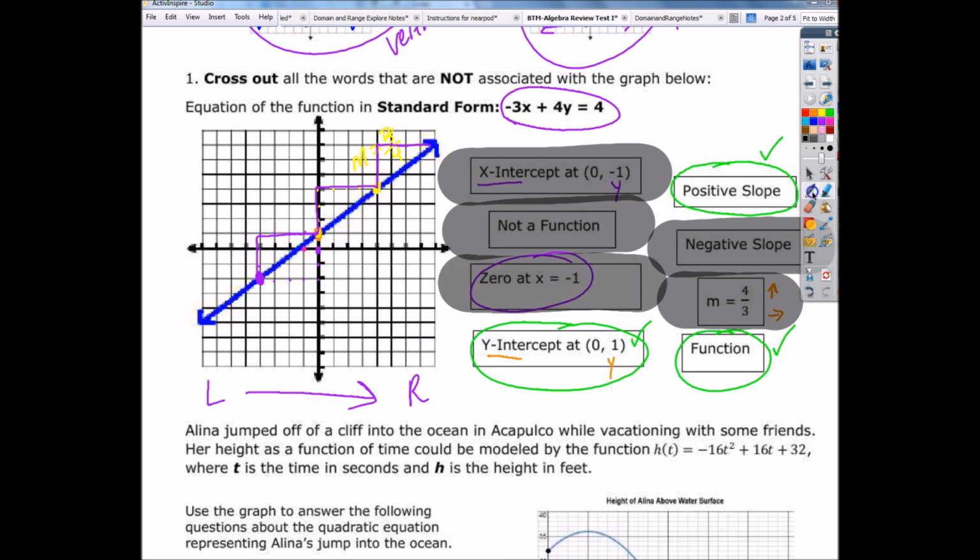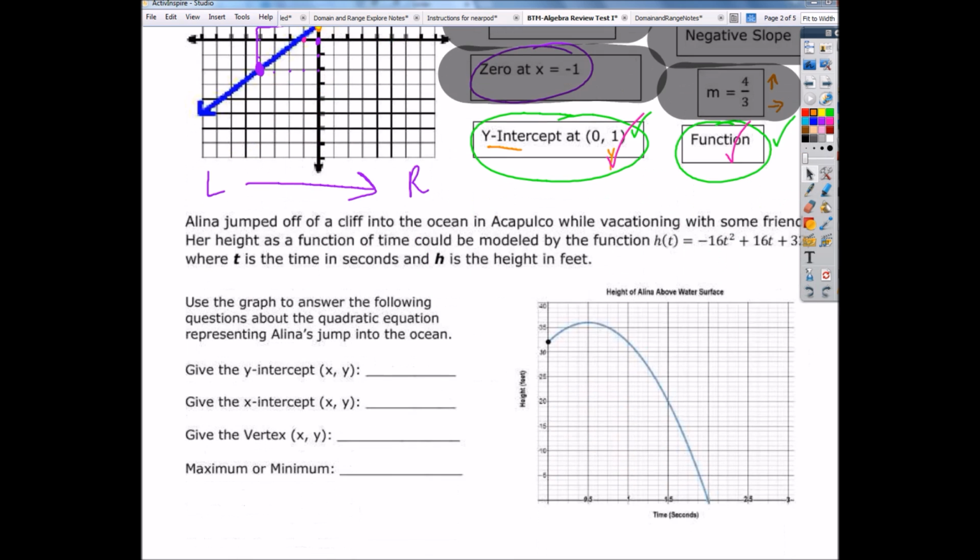Okay? Plus, if that's a 0, and I plug in 0 right here, 4 times 0, then that cancels out. You divide by -3, divide by -3. So the actual 0 is at -4/3 or -1.3. So the only 3 that actually work for this graph: it is a positive slope, check. It is a function, check. It does have a y-intercept at 0, 1, check. Okay? Moving on like Donkey Kong.